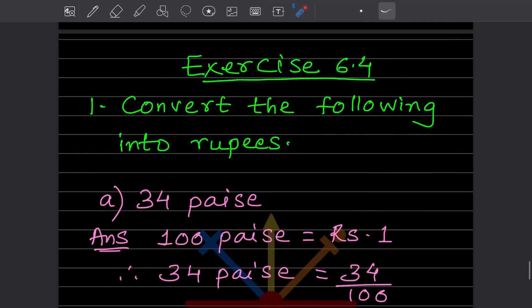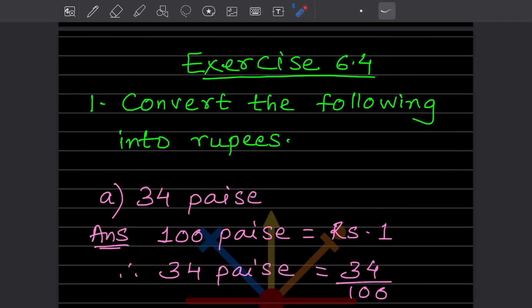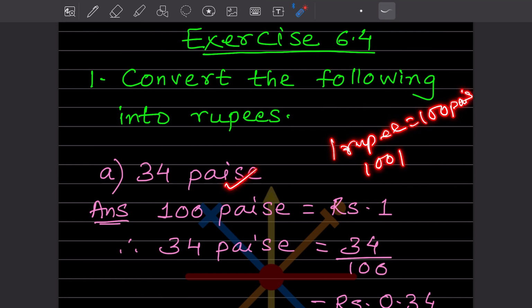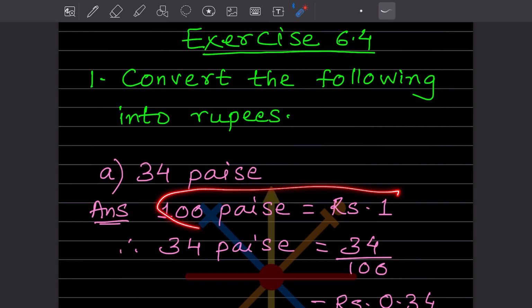Now the next one says convert the following into rupees. So you know this is given in paise, and you know 1 rupee is how much? That is 100 paise. Because this is in paise, we can also write here 100 paise is 1 rupee. I'll tell you why. So now we have to convert this paise to rupees. So what did I write here? 100 paise is 1 rupee.